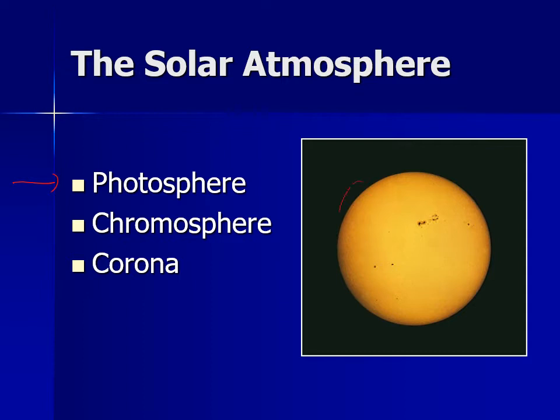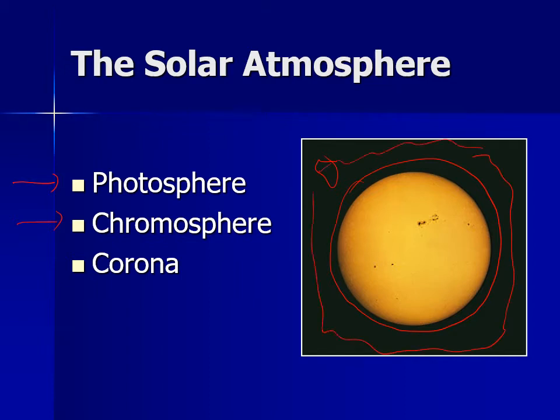Surrounding the photosphere is a little layer right above it that is very thin and normally gets washed out in most photographs. That's called the chromosphere. And then out beyond that is another layer that's even thinner, and that is the corona. No relation to the recent virus.